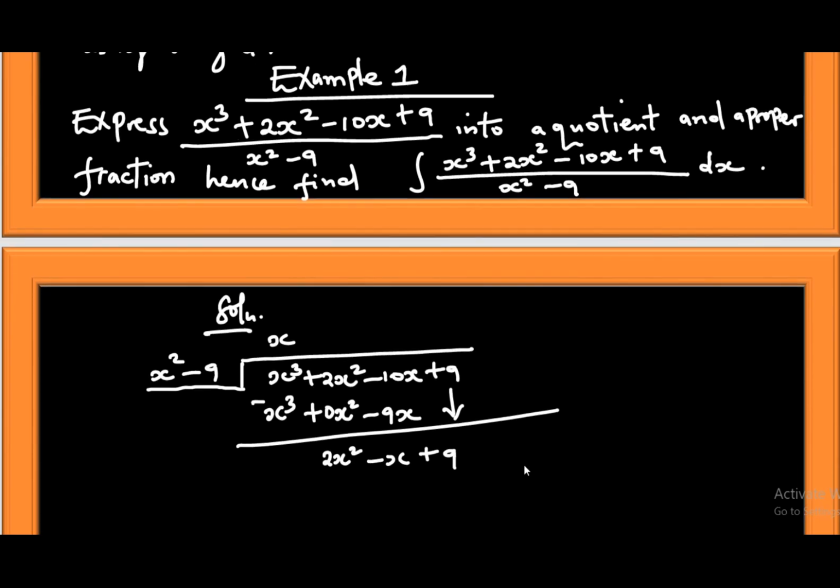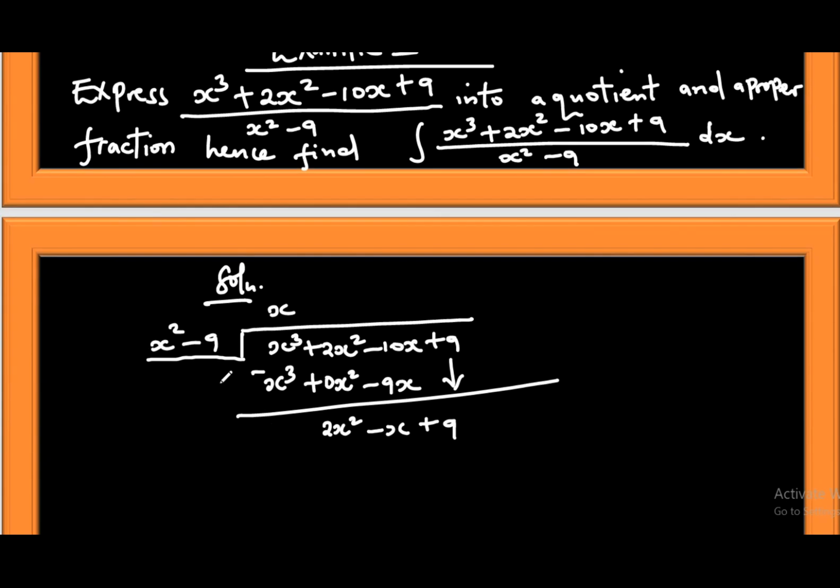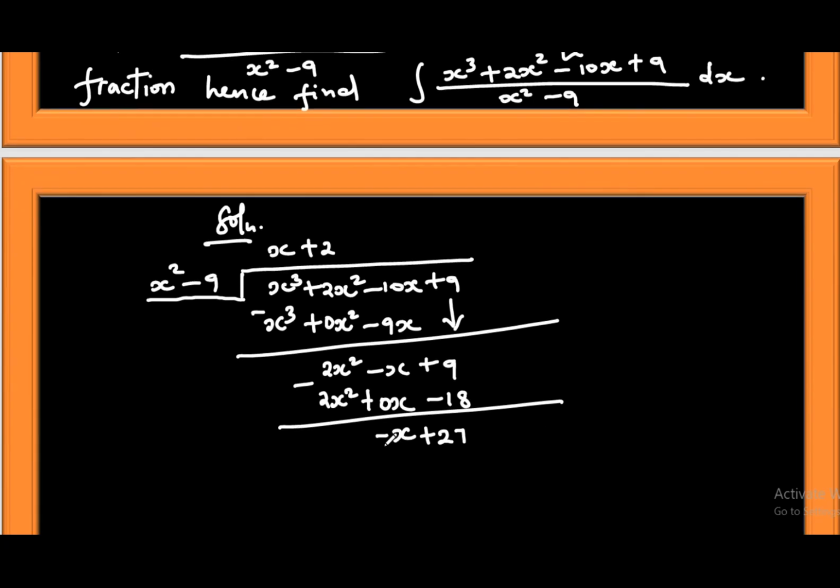Then we again check whether we can go for another division. 2x squared divided by x squared will give us 2. And then 2 times x squared gives us 2x squared. 2 times negative 9 is negative 18. We don't have x, so I can again say plus 0x and then minus 18. So when you subtract, 2x squared minus 2x squared is 0. Negative x minus 0x gives us negative x. And then 9 minus negative 18 is plus 27.